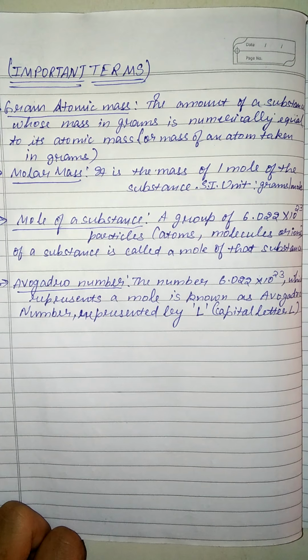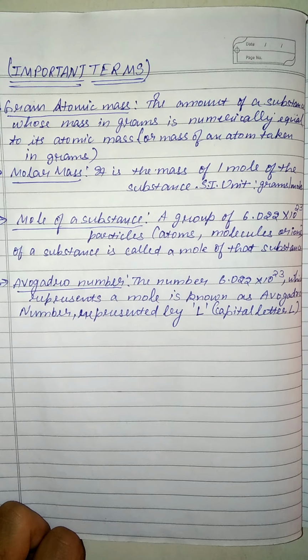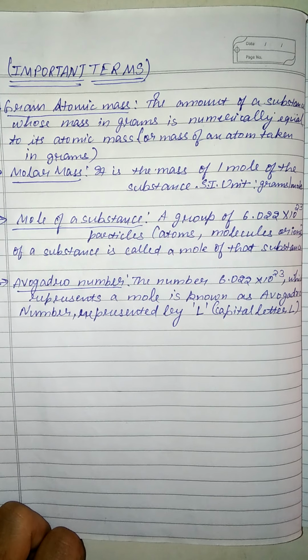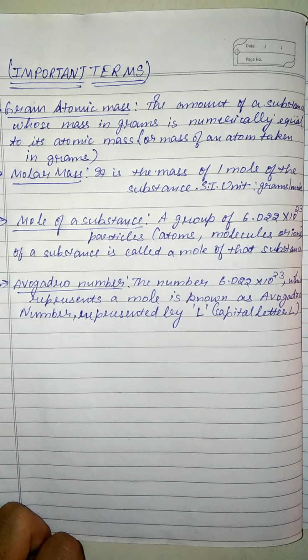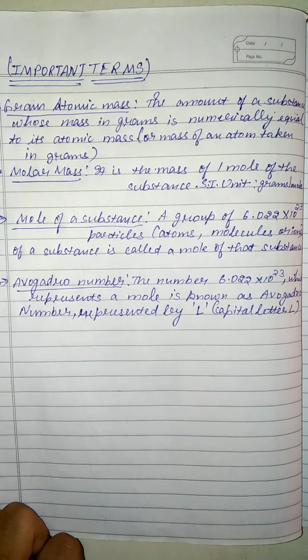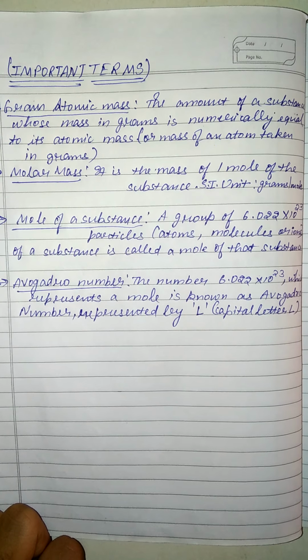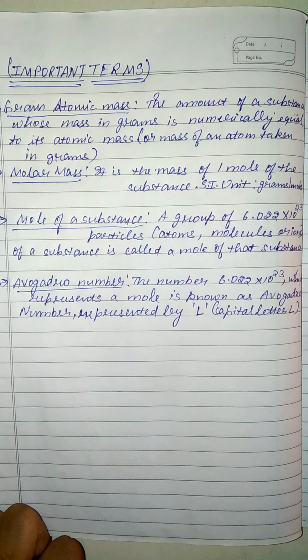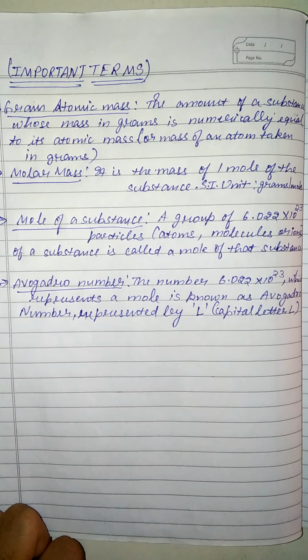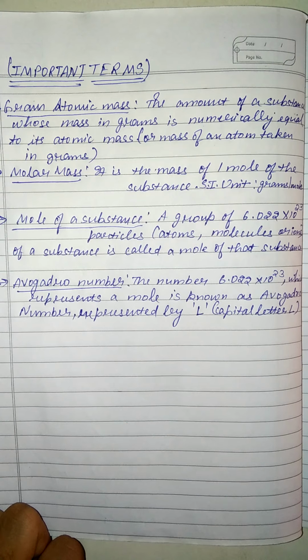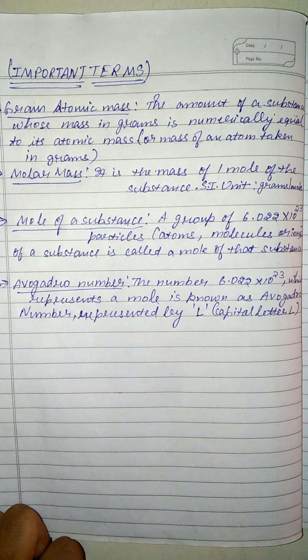It means if you have taken some amount of substance, let us suppose X, and if we measure it in grams, then if its mass comes to be equal to the atomic mass of the atom of that element, then we can say that that quantity is the gram atomic mass of the atom of the element.